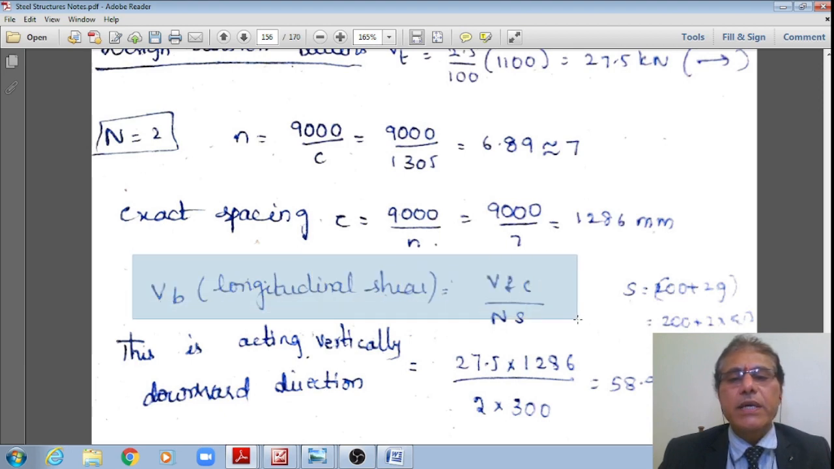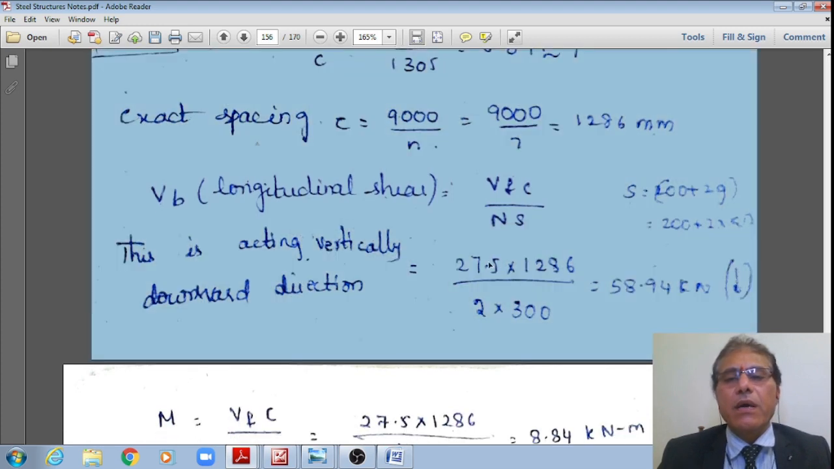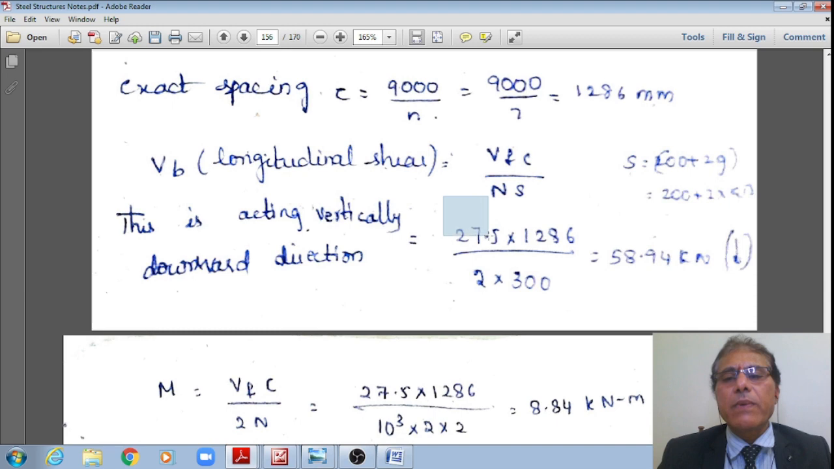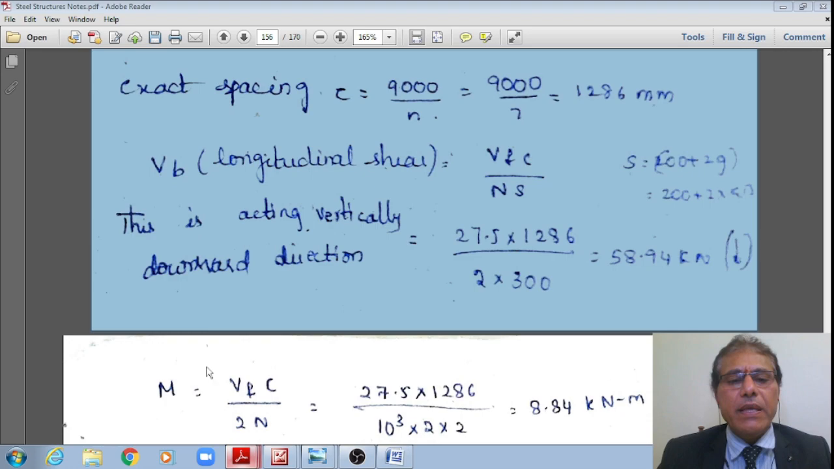that longitudinal shear VB. Longitudinal shear VB is equal to VT C divided by NS. However, now I already know these numeric values. VT is already 27.5 kilonewton, which is to be resisted by two batten plates, and the spacing between these batten plates is 1286 divided by S. The spacing is 300 mm between these channels. I'm sorry.